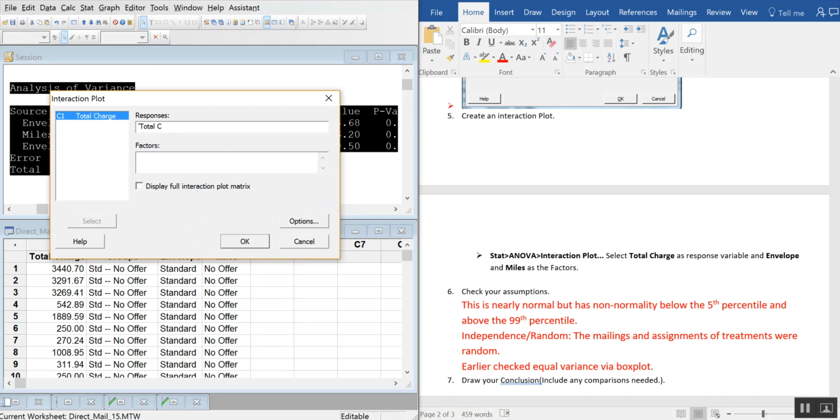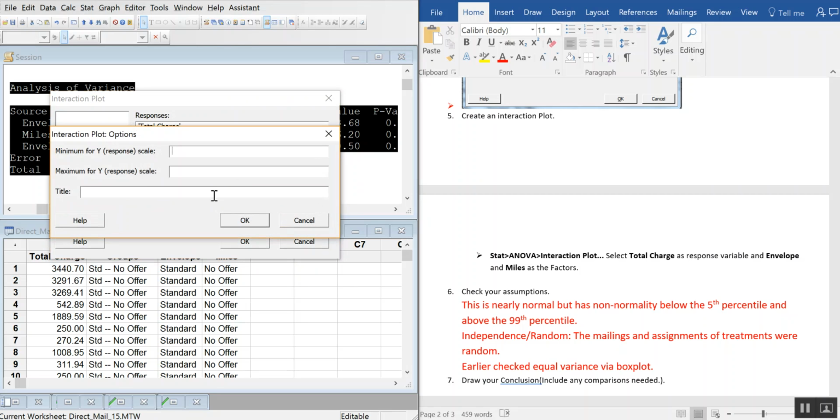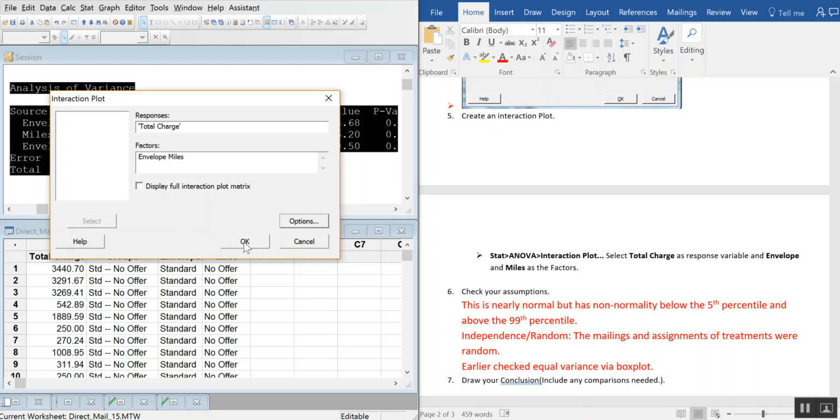I want to do total charges versus my two factors, envelope and miles. I'm actually not going to mess with any of the other settings with this. If you want, you can click and look at the options about what title and scale you want, but that really doesn't matter. This is just going to make an interaction graph for you. Oh, fun fact before you hit OK, if you put this in the opposite order, yes, that does matter. Okay, just so you know. It'll change these based on what you're up to.